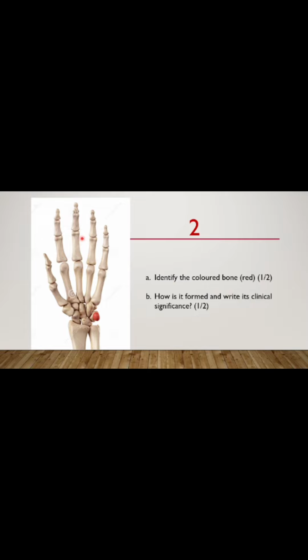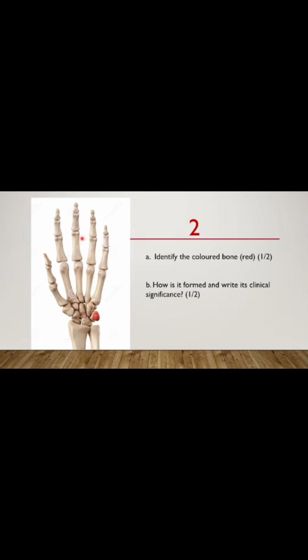Now we'll see the second question. The first sub-question is identify the colored bone red, and B is how is it formed and write its clinical significance. So you can see the colored bone is pisiform bone. So it is the smallest carpal bone. So you can identify the other carpal bones.